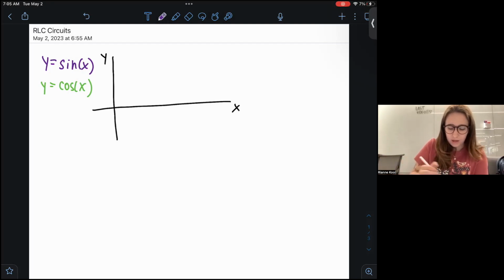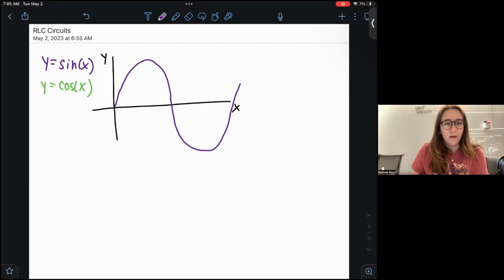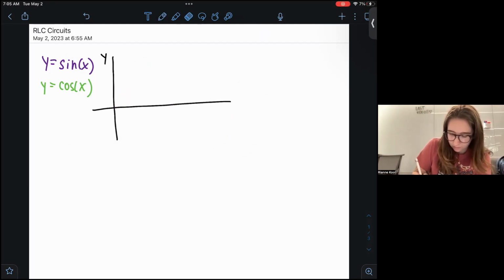So sine has a graph that kind of looks like that. Horrible drawing, I know. It starts at 0 and it makes one full rotation like that, and this ends at 2 pi, like here. So it kind of looks like that. And this is 2 pi.